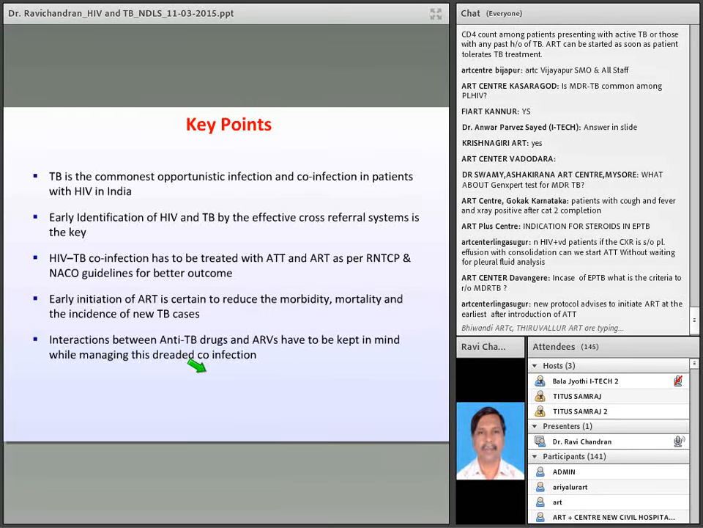Early initiation of antiretroviral therapy is certain to reduce the mortality, morbidity, and the incidence of new TB cases. Interactions between anti-TB drugs and antiretrovirals have to be kept in mind while managing this dreaded co-infection.